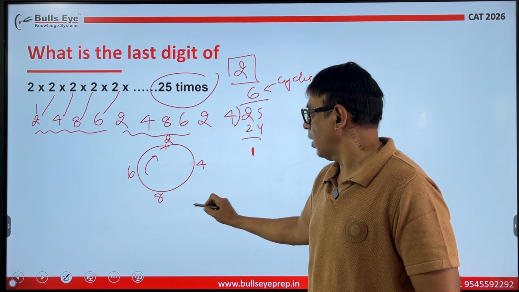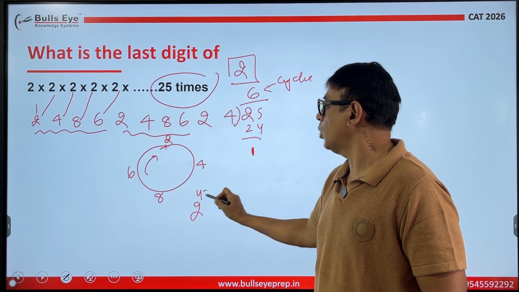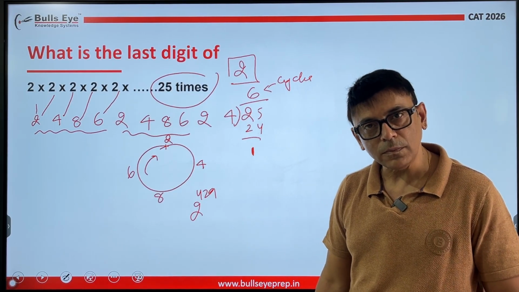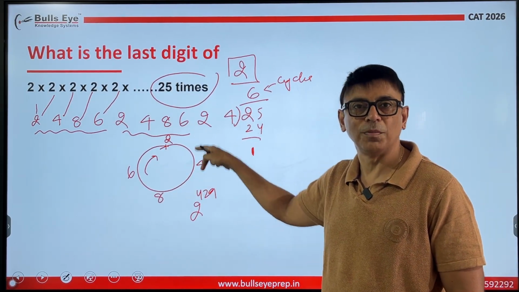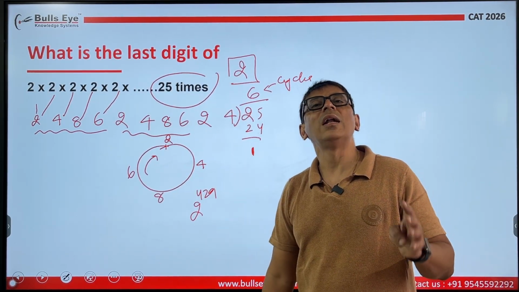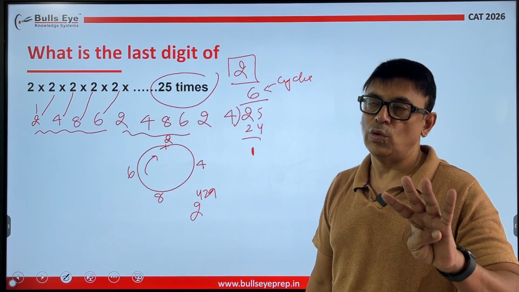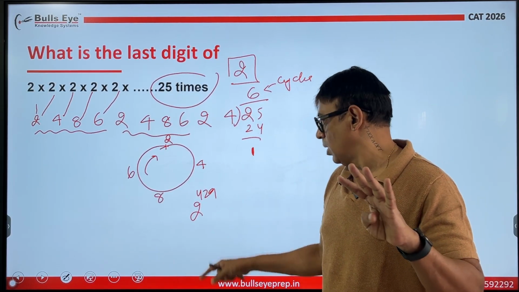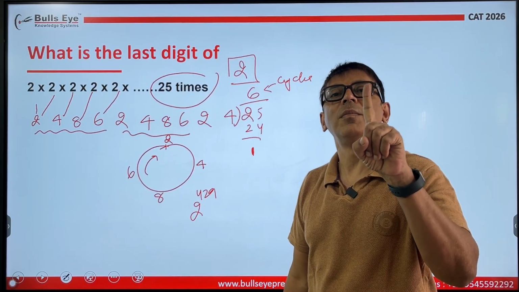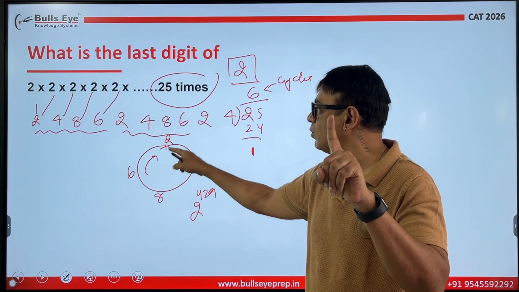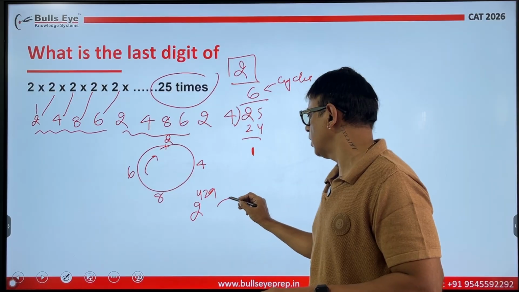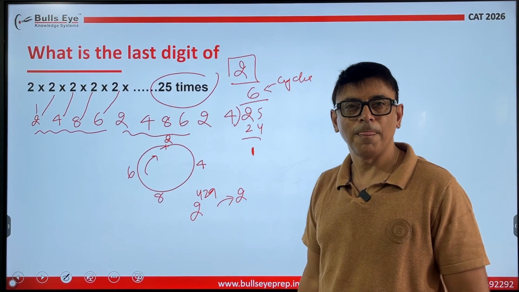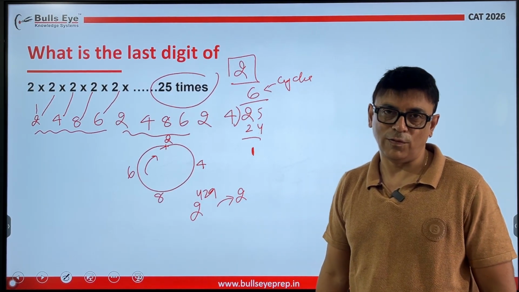So even if it would have been 2 raised to 429, for example, we would not have dialed it that many times. 429 divided by 4, you will get the number of cycles, because one cycle has got 4 stops. 429 divided by 4, the remainder is 1. So you will again move just one place. Even here, the last digit is 2. So that is the power cycle of 2.